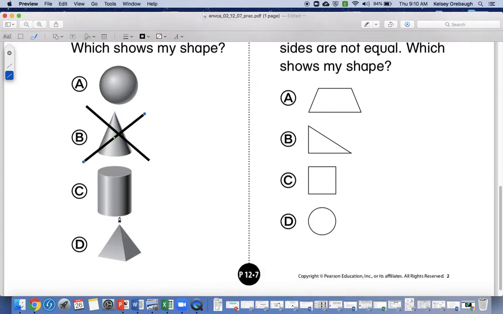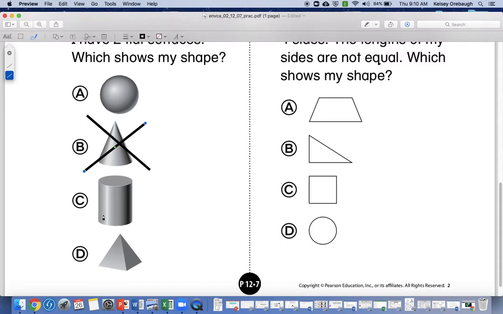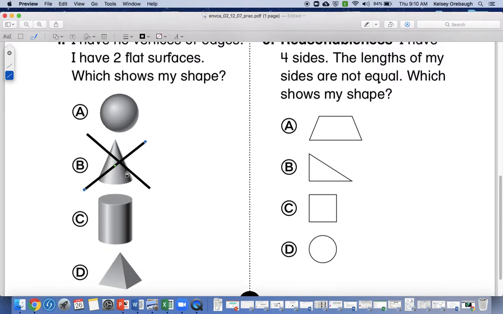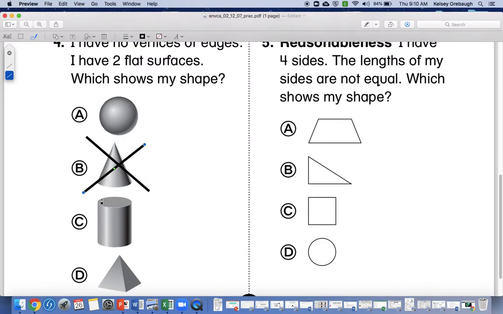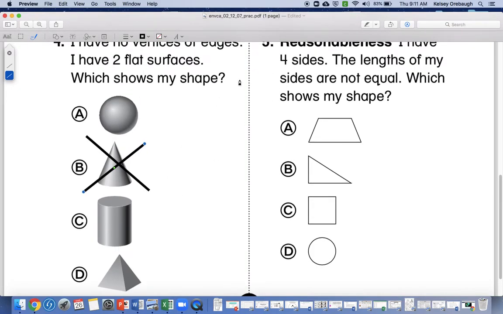Okay, let's look down at the cylinder. I have no vertices or edges. Does a cylinder have any corners or vertices? No. No corners, no vertices. And does it have any edges? Anything you could draw a straight line on a piece of paper? No. No edges on a cylinder. So that does match the first clue.